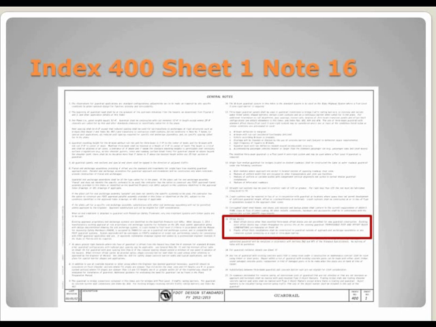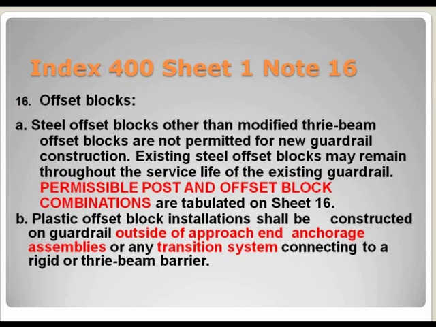Next thing we're going to look at is Index 400, Sheet 1, Note 16. The changes to Note 16 are to clarify the permissible combinations of post and offset block types, while the modifications to Note 16B clarify the use of plastic offset blocks within an anchorage assembly and guardrail transitions.